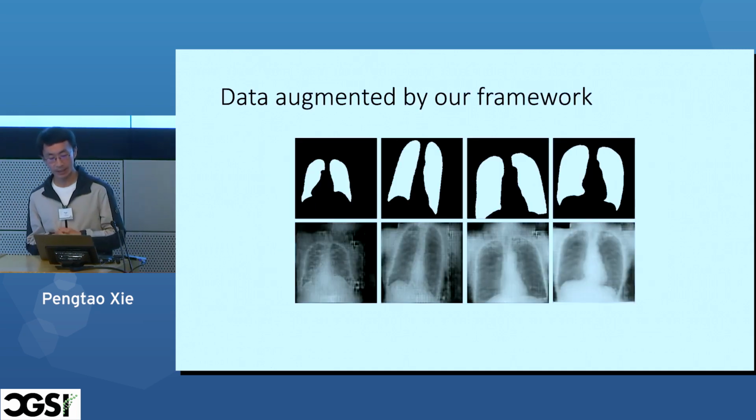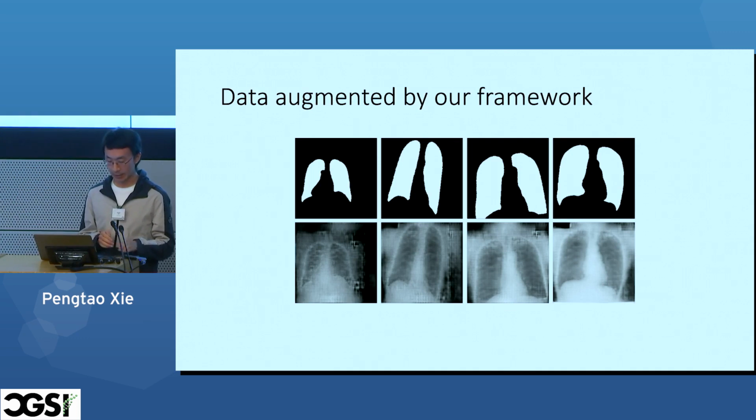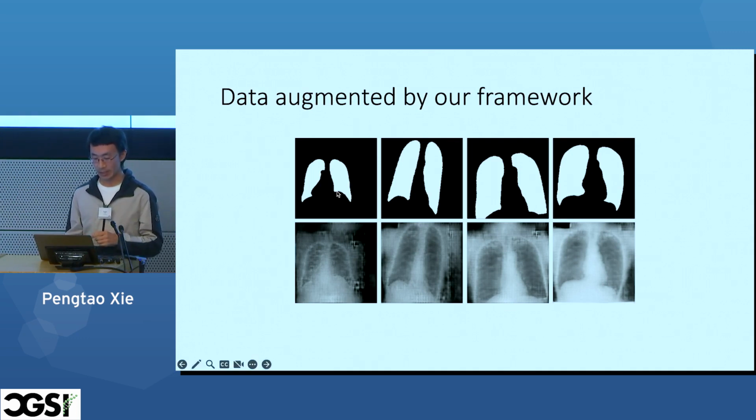Here are some data augmented by the framework. So these are the augmented masks, and these are the correspondingly generated input images. We can see that the generated images, the lung regions, align very well to the segmentation mask.